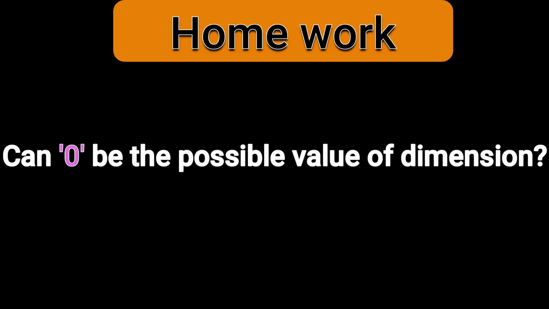Now, homework. In the character table, we represent the character for identity as the dimension, like l1, l2, l3, l4, the various dimensions we considered. Now I am asking you a question: can 0 be a possible value for a dimension?